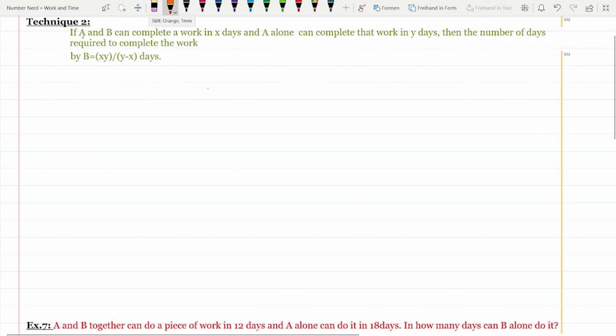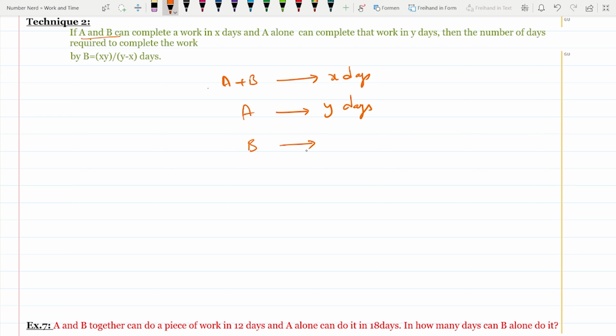The second technique says: if A and B can complete a work in X days and A alone can complete the work in Y days, then how many days will B take to complete the same work? We can calculate the number of days taken by B to complete the same work by using the formula xy by y minus x days. Let's see how we got this formula.